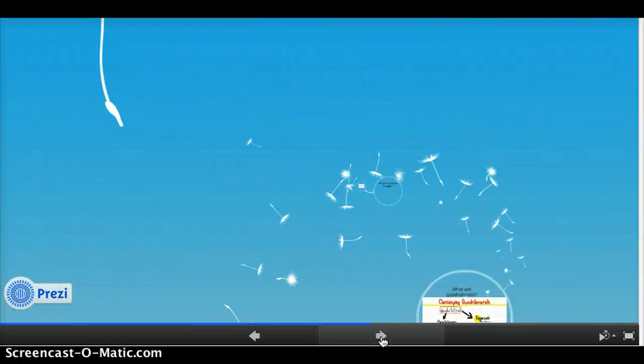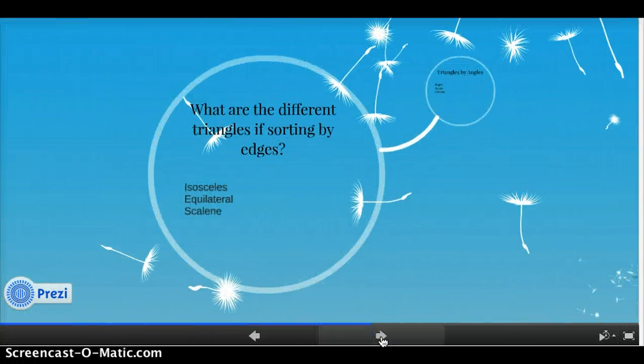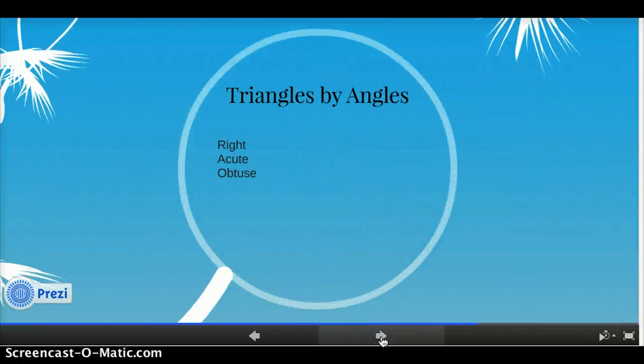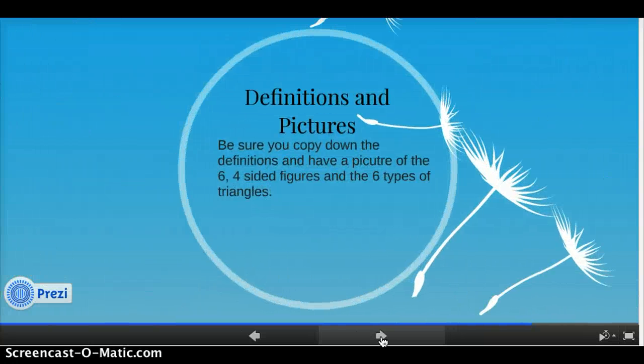So remember, if I were looking at the edges, it'd be isosceles, equilateral, and scalene. And if we are going to be looking at them based on the angles, it would be right, acute, or obtuse. Don't forget to bring in these definitions and their pictures. You should have six types of four-sided figures and then six types of triangles. So remember, quadrilateral and then all the different kinds of quadrilaterals. And then your six types of classifying triangles, three by angles and three by sides.